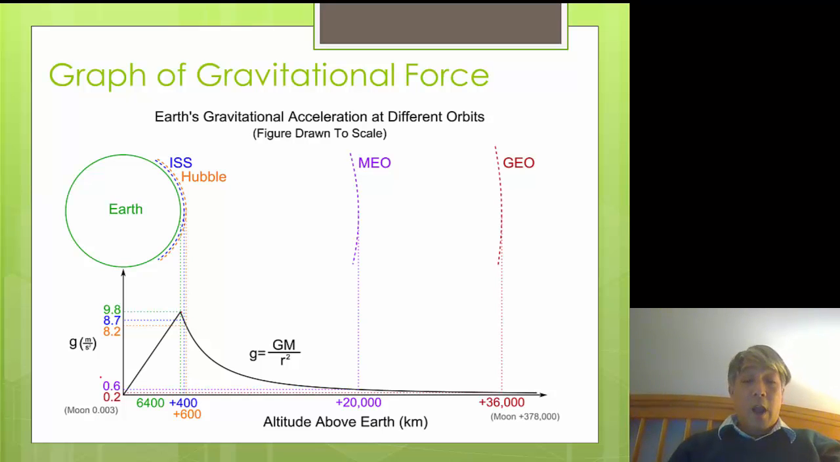But look at the ISS, the International Space Station, or the Hubble telescope. My gravitational field there is not 0, nowhere close. It's at 8.7 at the space station and 8.2 at Hubble. So I still have a gravitational field there, a fairly large one as a matter of fact.